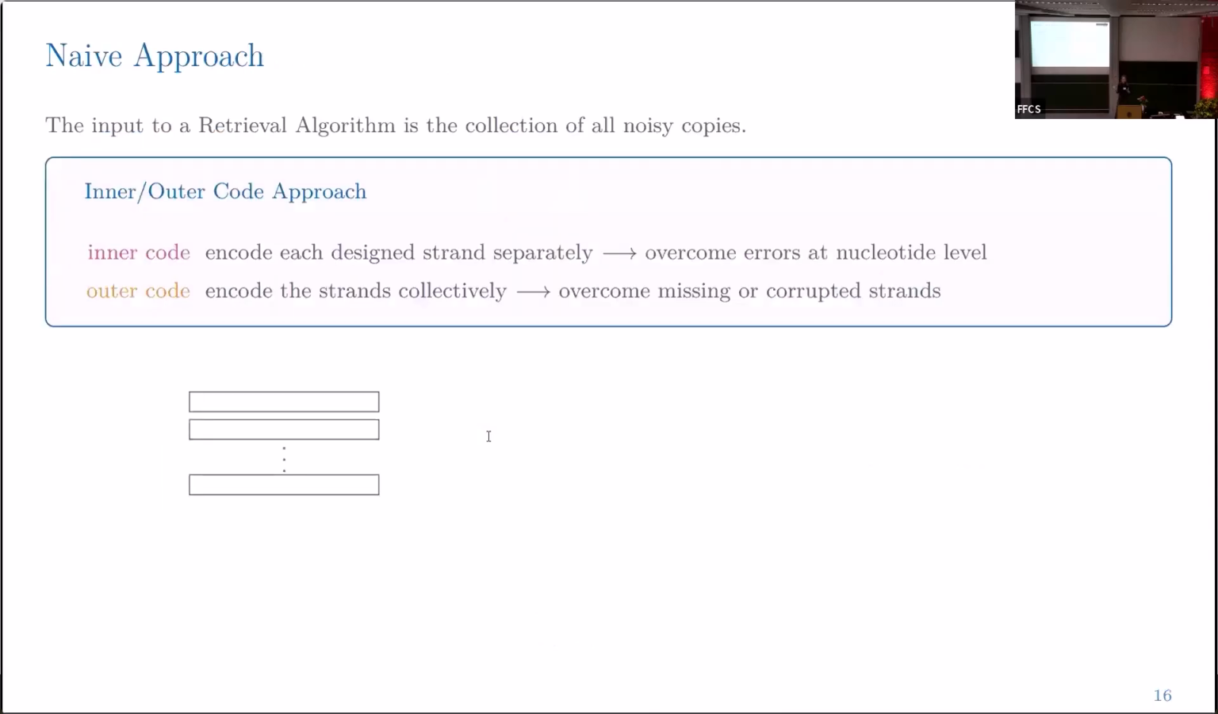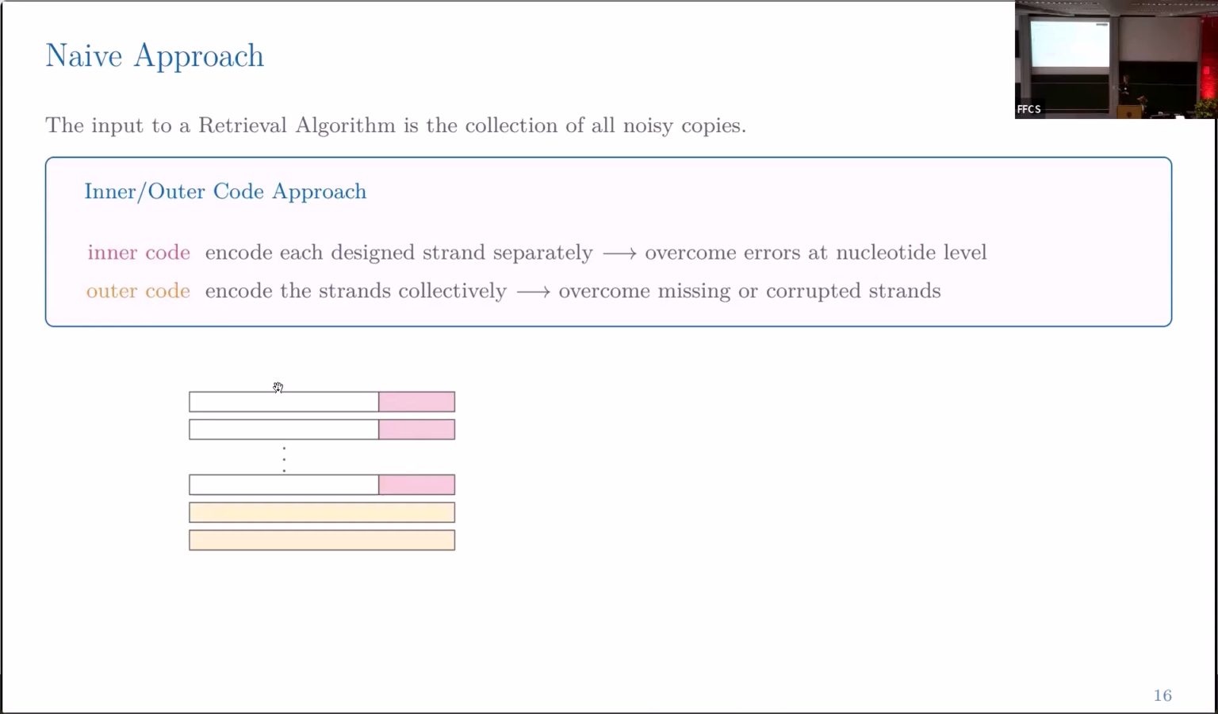Well, the naive approach is we use inner and outer codes. How do we do this? So these are our strands. First of all, we would use an inner code, meaning we add redundancy to each strand, protecting each strand at the nucleotide base level. But this is not sufficient because a strand can also get completely lost. How do we deal with this? We look at this as a collection and encode this whole collection. So we add an outer code to it to actually deal with losses.